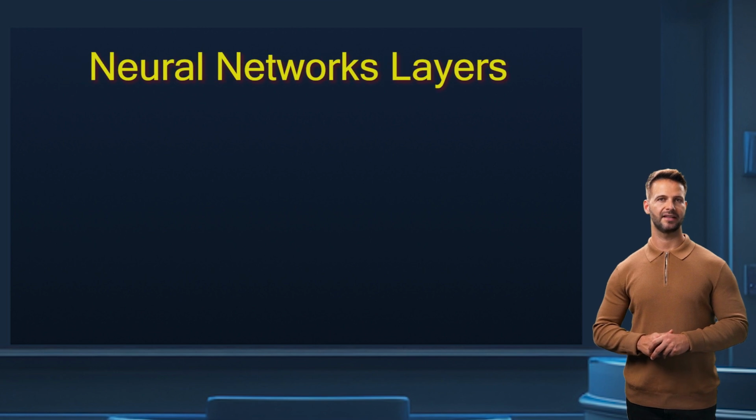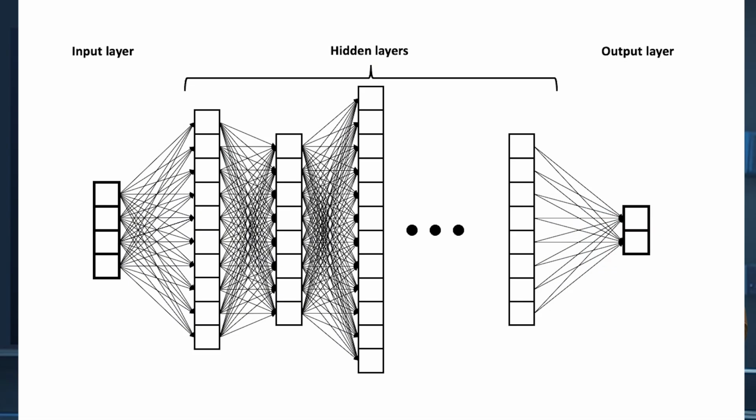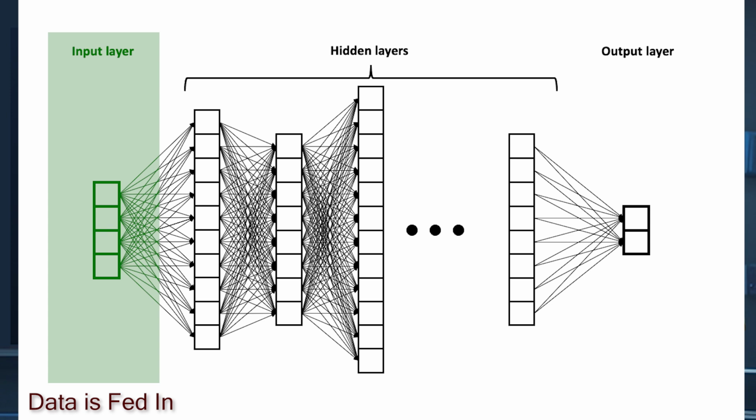How about layers? Neurons are organized into layers. A typical neural network consists of three types of layers. First, the input layer. This is the first layer of the network where the input features are fed into the model. Each neuron in this layer corresponds to a feature in the dataset.